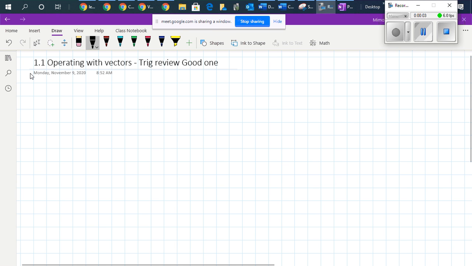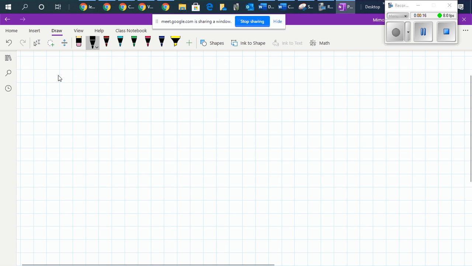Okay, everyone, so we'll start today with operating with vectors, and the very first one will be the trig review. The first thing that we will see in terms of operating with vectors. So now, when we are dealing with trig, what we are doing is we are working in a triangle.